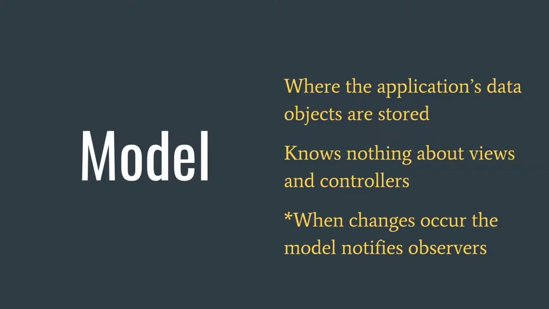It knows absolutely nothing about the views and controllers. So in terms of separation of concern, we're taking all of the data and just keeping it in one place. You can think of it just like a JSON object. Basically, all the data in your app is going to be stored in that JSON object. But it doesn't care what the view looks like. It doesn't care how it's going to be controlled. It is solely the data.